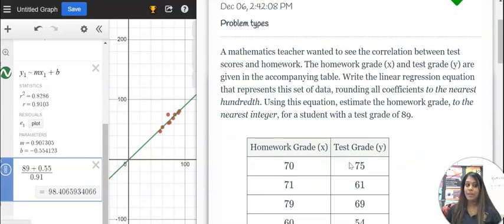So I did two types of problems here. I did one where you have the years, and then I did one where you have test grades, and then you have to look for y.